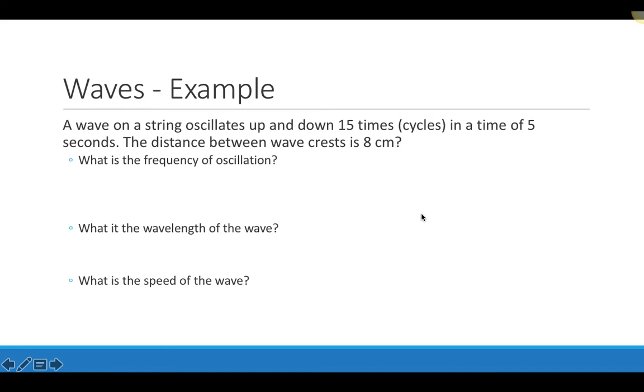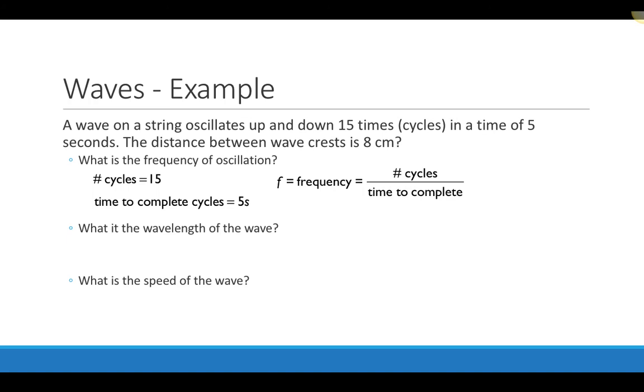Here we have another example. In this particular case, it's actually a wave on a string. I have a wave on a string that oscillates up and down 15 times, that's the number of cycles, in a time of 5 seconds. It says the distance between wave crests is 8 centimeters. So this is similar to that simulation that we just looked at. What is the frequency of oscillation? We know the number of cycles is 15, and the time to complete those cycles is 5 seconds. The frequency is the number of cycles divided by the time, so that would be 15 cycles over 5 seconds, which gives us 3 hertz.